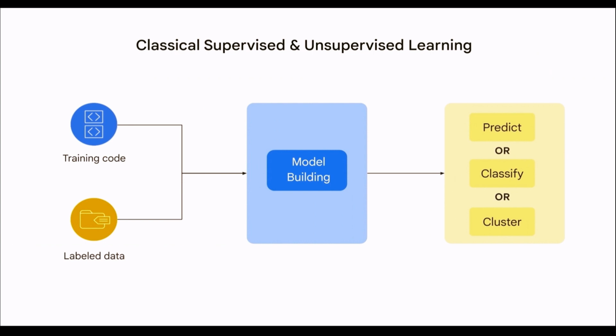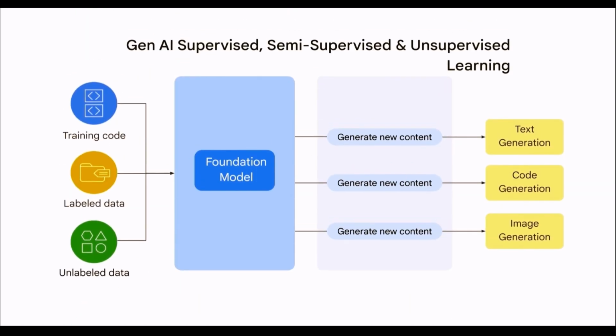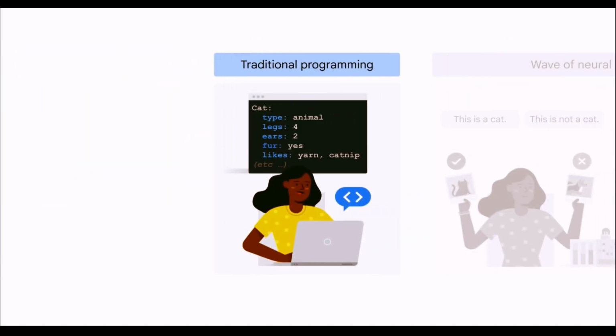To summarize, at a high level, the traditional classical supervised and unsupervised learning process takes training code and label data to build a model. Depending on the use case or problem, the model can give you a prediction, it can classify something, or it can cluster something. We use this example to show you how much more robust the GenAI process is. The GenAI process can take training code, label data, and unlabeled data of all data types, and build a foundation model. The foundation model can then generate new content, for example, text, code, images, audio, video, etc.